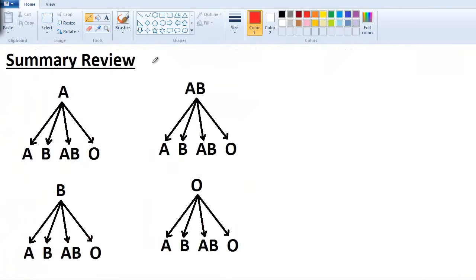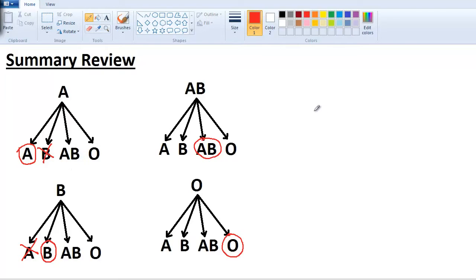Let's wrap this up. So I encourage you here to take the time, stop this, and think about it. But I'm just going to continue, and we'll fill out this flow chart. So can A donate to A? Yes. Can AB donate to AB? Yes. Can B donate to B? Yes. Can O donate to O? Yes. So you can donate to your own blood type. You only can't donate to your own blood type when you talk about the Rh factor, the positive and the negative signs, but that's another video. Can A donate to B? No. Can B donate to A? No.